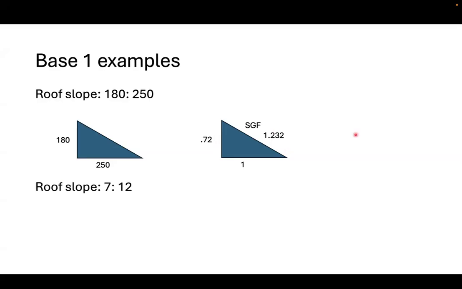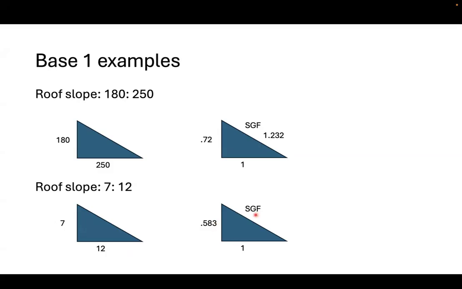Here's another example. Roof slope is a 7 over 12. You see, these are just proportions to each other. They can be any number, and you can turn them all into a base 1. So we draw our triangle. Unit rise is 7, unit run is 12. Then we draw the same thing again with our base 1. So 12 divided by 12 is 1. 7 divided by 12 is 0.583. Now one extra step: a squared plus b squared equals our SGF, which is 1.158.